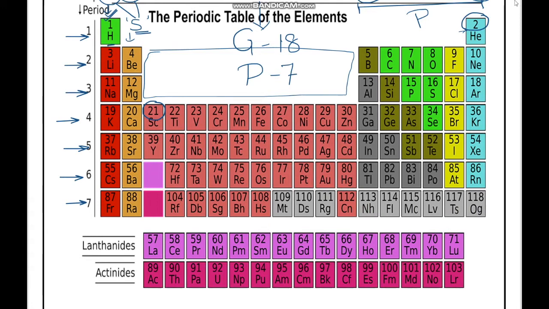All these groups will be named by the name of the head of the family. If this is one family, the head of the family is this person, that is boron. So this group, that is group number 13, is known as boron family. Group number 14 is known as carbon family. Group number 15 is known as nitrogen family, and also there is a special name for group number 15.